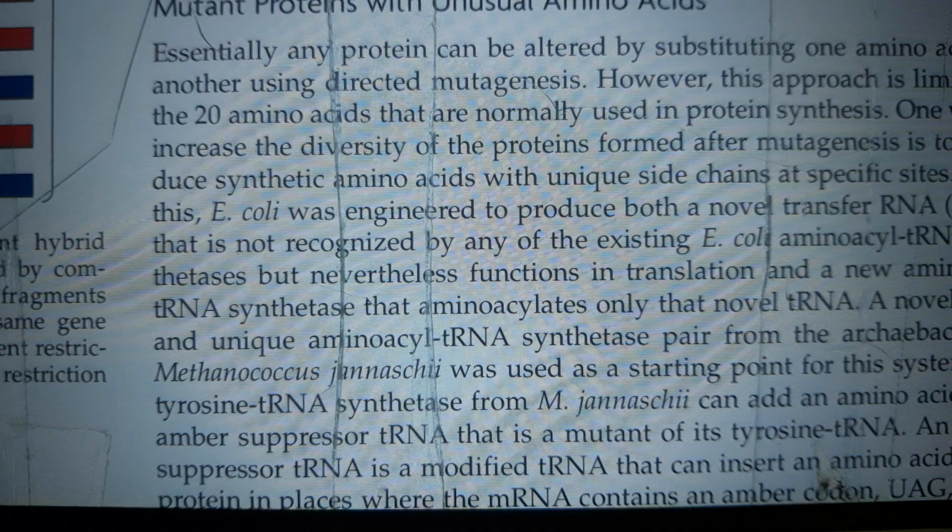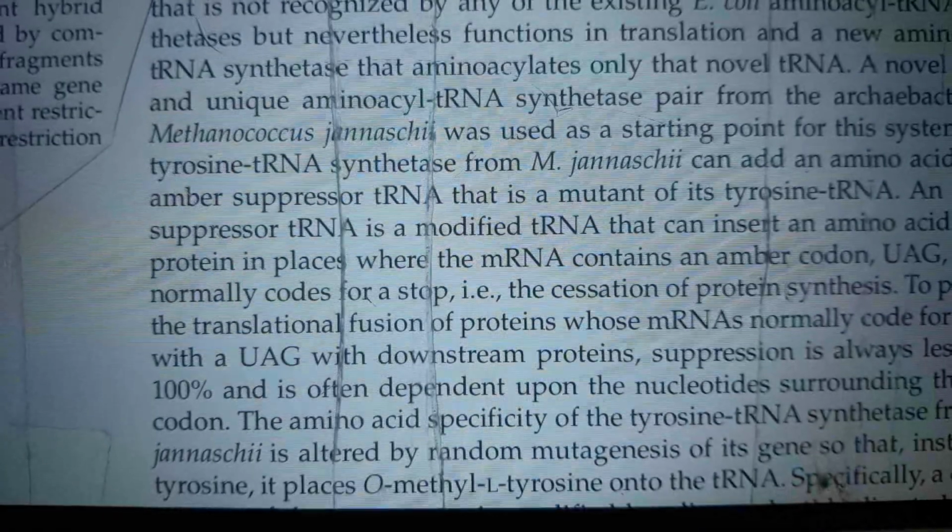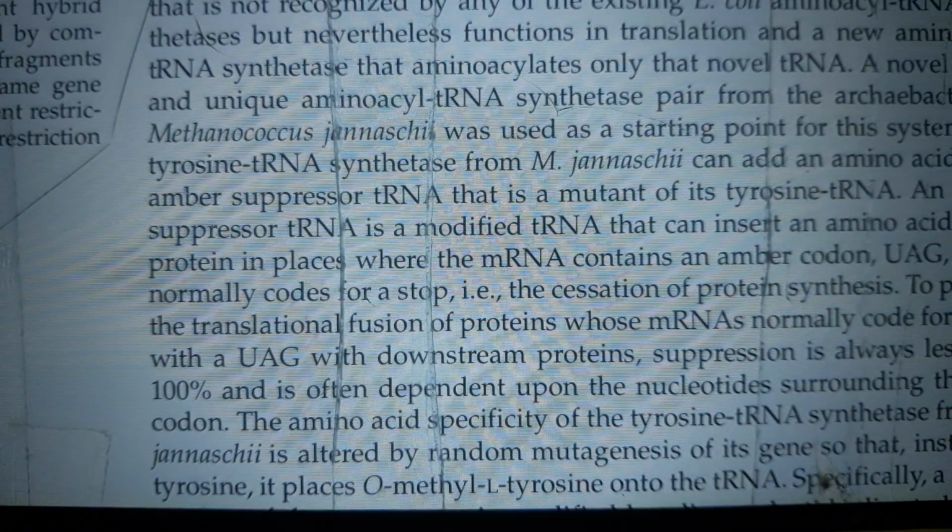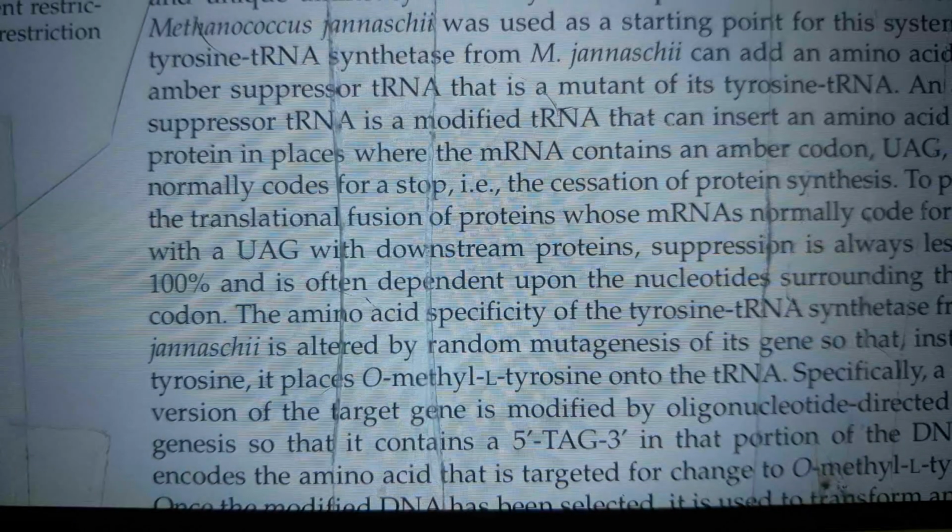To do this, E. coli was engineered to produce both a novel transfer RNA, tRNA, that is not recognized by any of the existing E. coli aminoacyl tRNA synthetases, but nevertheless functions in translation, and a new aminoacyl tRNA synthetase that aminoacylates only that novel tRNA. A novel tRNA and unique aminoacyl tRNA synthetase pair from the archaebacterium Methanococcus jannaschii was used as a starting point for the system.